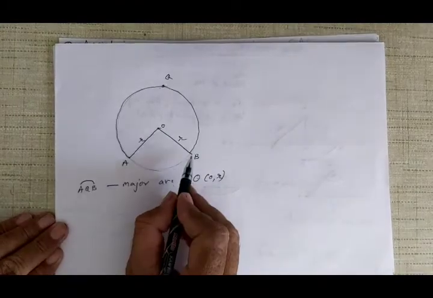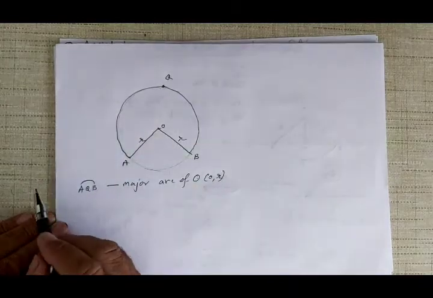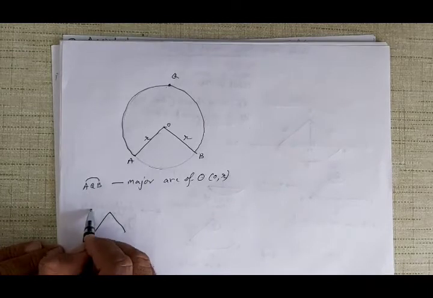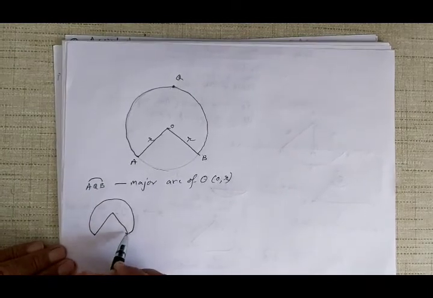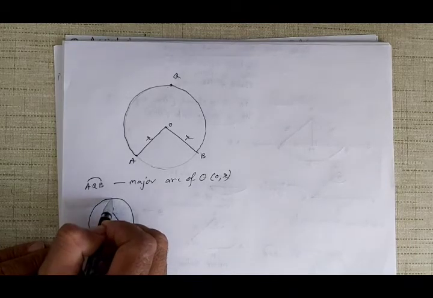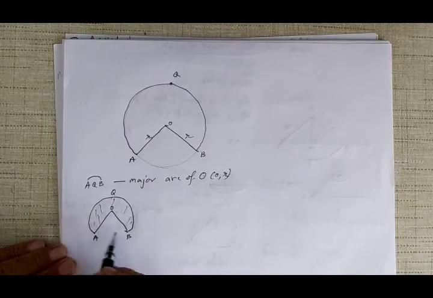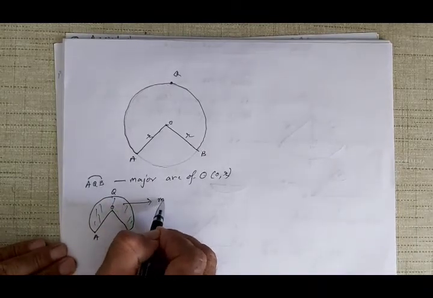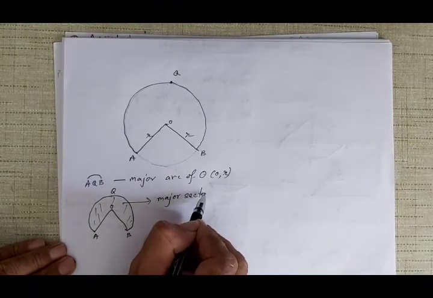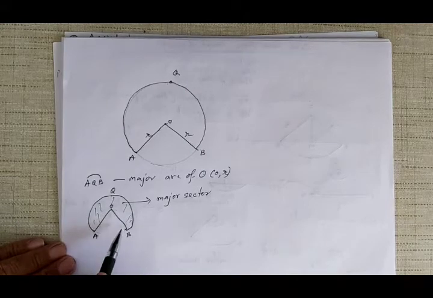This was the minor arc, this is the major arc, and therefore this will become the major sector. You see this part, this is A, O, B, and this is point Q. So this part here is called the major sector. This is your major sector and this is your minor sector.